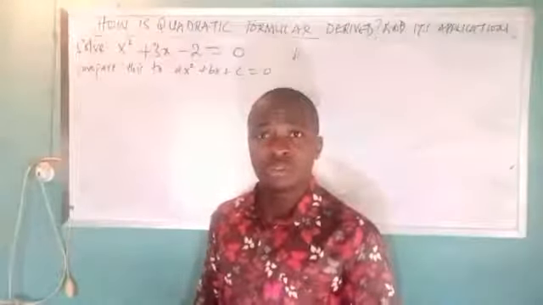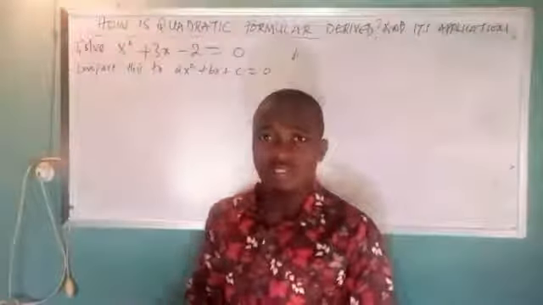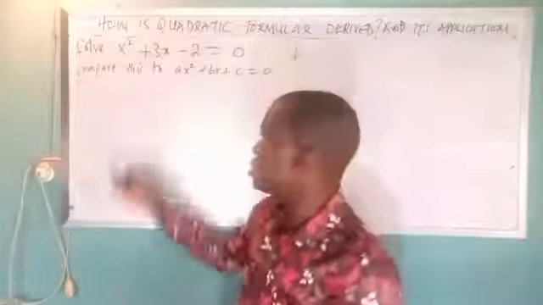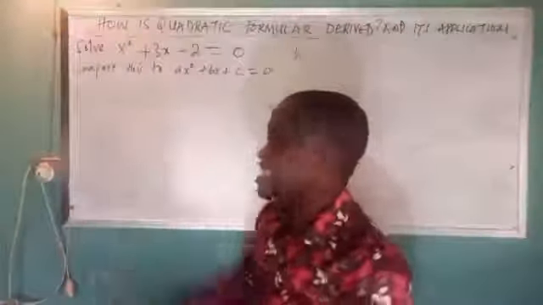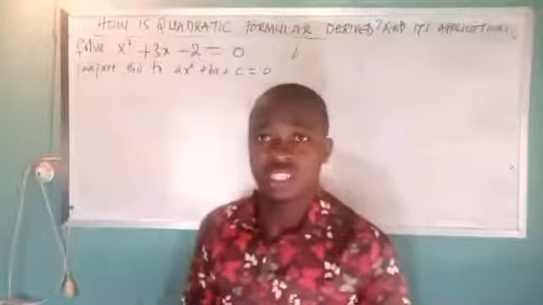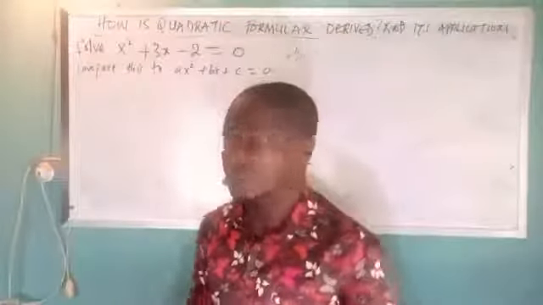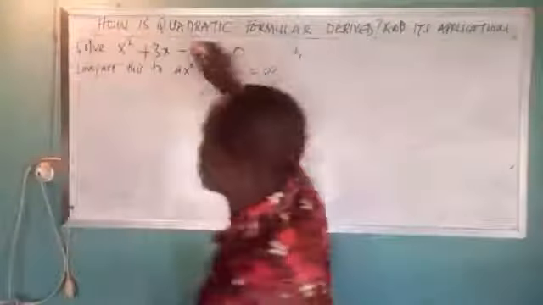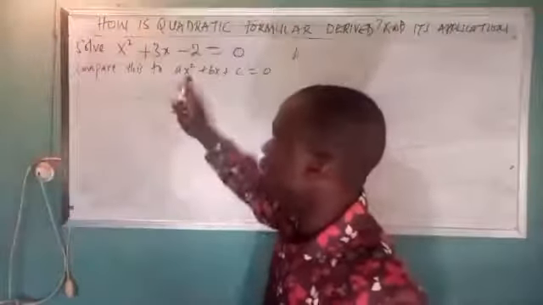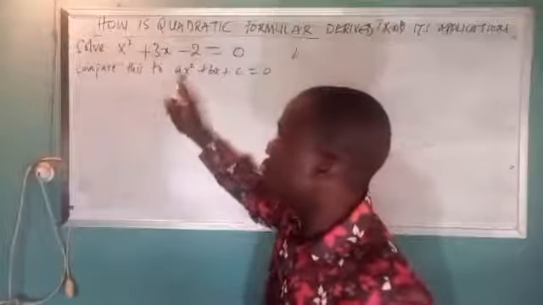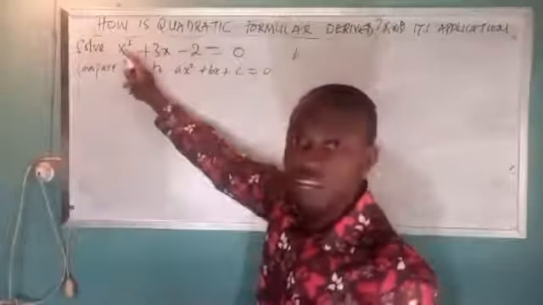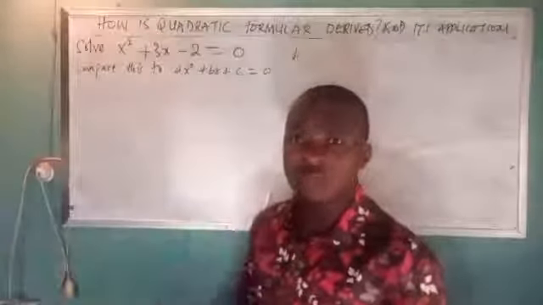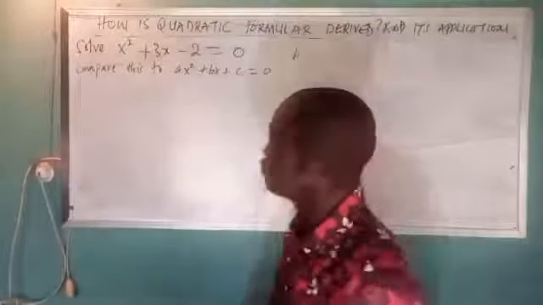But generally, in some textbooks, they use A, B, and C all through. Understand? If you like, you can use P, Q, and R for your constants. So now, comparing this one to this one, you have x squared here and x squared here. Therefore, we compare the coefficients of x squared, we compare the coefficient of x, then we compare the constant term from the two equations.